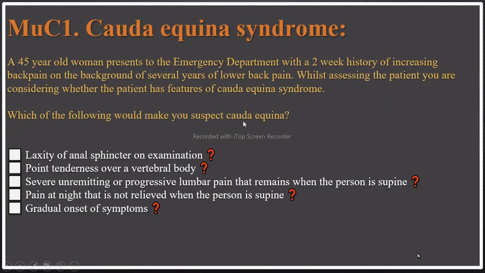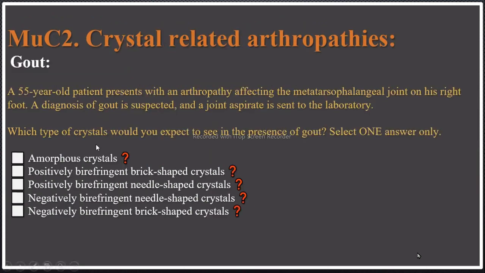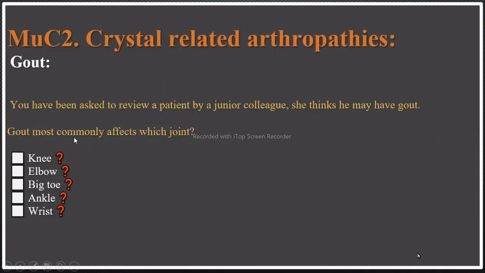Following would make you suspect cauda equina: laxity of sphincter. Type of crystal. Negatively birefringent, needle shaped. Why? Gout, because he said metatarsophalangeal joint, so you suspect gout. And here it should be negative. Needle shaped. Most commonly affects which joint? Big toe. Okay.